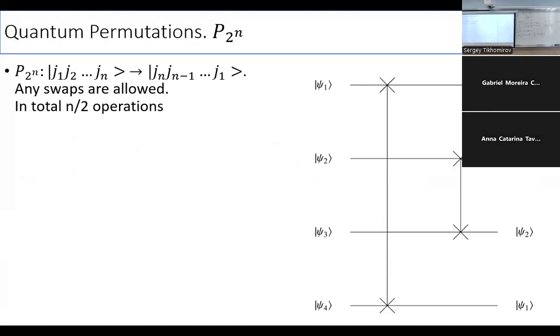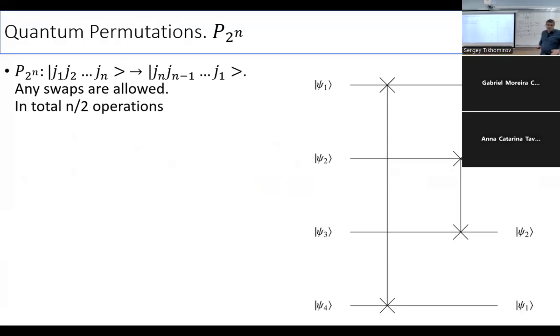We should just change the first and the last, and the second with the pre-last, and so on. We should make swaps. And here there is a detail, because if we can really swap any two of them, then I will use n divided by 2 operations, or n minus 1 operations.